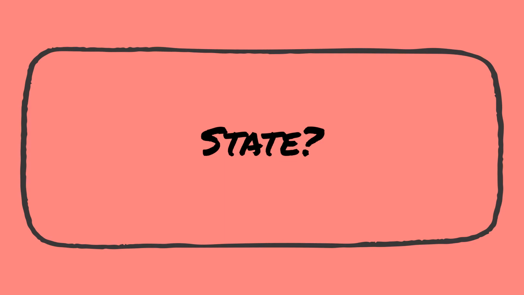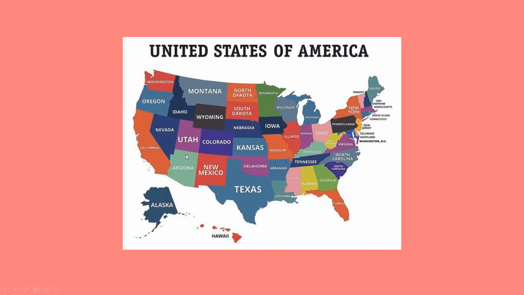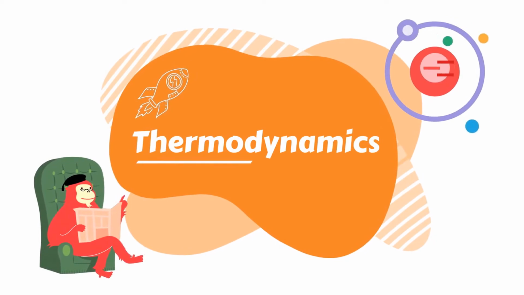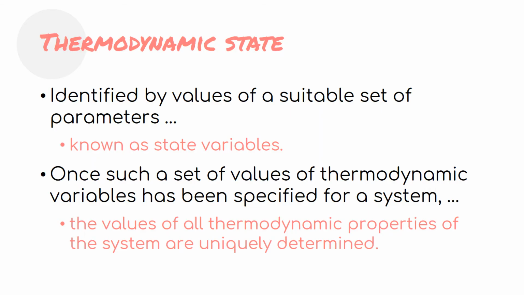What is a state? I mean, thermodynamic states. Thermodynamic state is identified by the value of a suitable set of parameters known as state variables. Once such a state, a value of thermodynamic variables, has been specified for a system, the values of all thermodynamic properties of the system are uniquely determined.